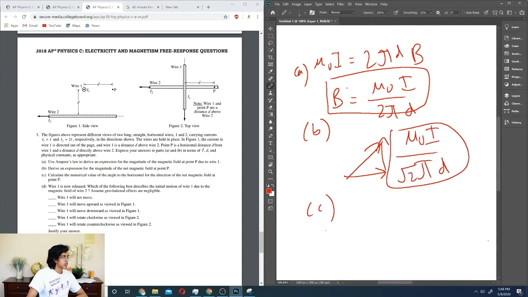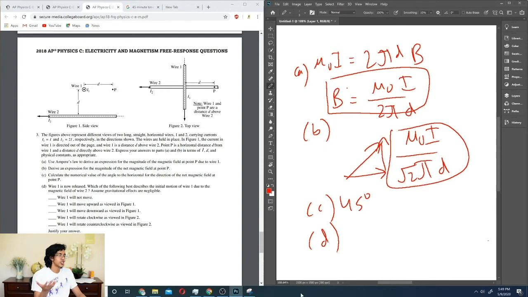Okay, C. Calculate the numerical angle to the horizontal for the direction of the field. It should just be 45 degrees, as we found. D. Wire 1 is now released. Which of the following best describes the initial motion of wire 1 due to the magnetic field of wire 2? So the field is going to be parallel. Wait, what? Yeah, the magnetic field caused by wire 2 is going to be in the opposite direction of the current, but it's still parallel, so that's not going to move.